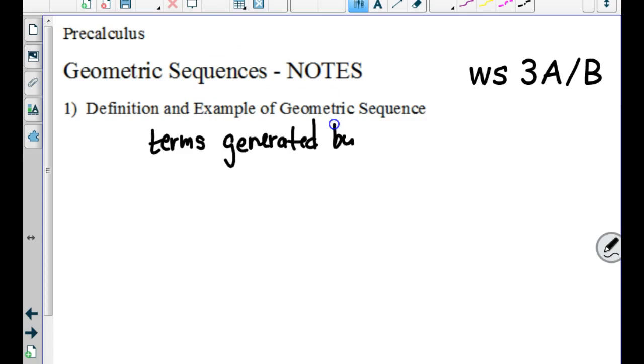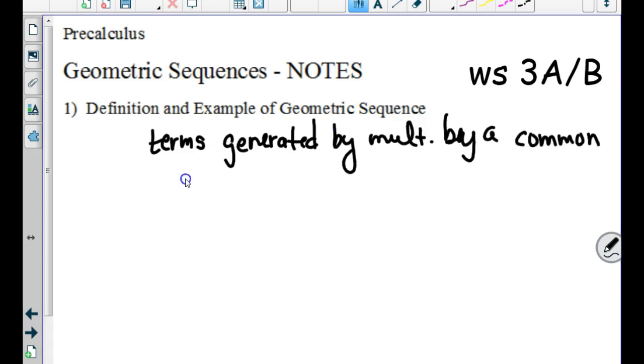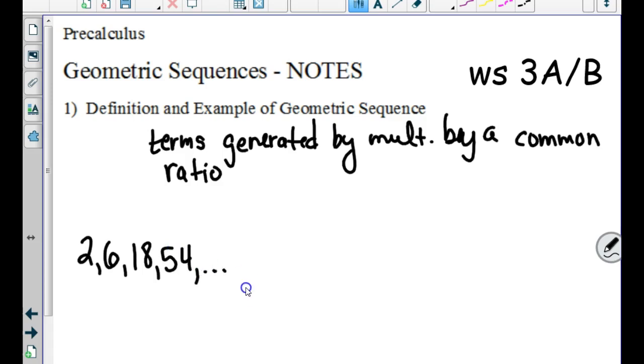Terms generated by multiplying by a common ratio. So we're going to call that r, what you multiply by. So let's make up an easy one. 2 times 3 is 6, times 3 is 18, times 3 is 54, times 3 is something bigger than that. Okay, so r equals 3 here. That's an example of a geometric sequence.